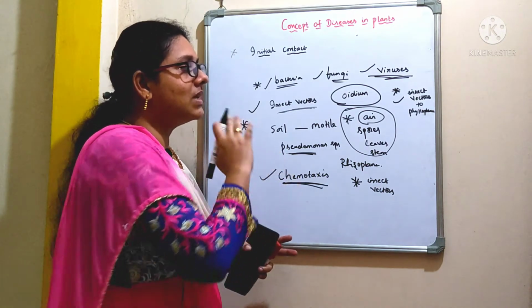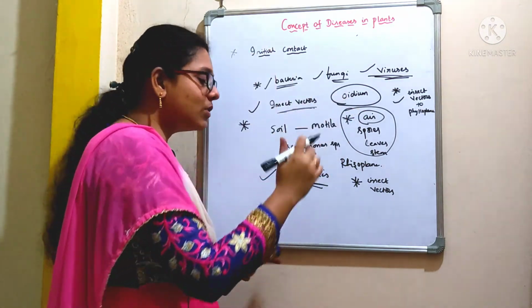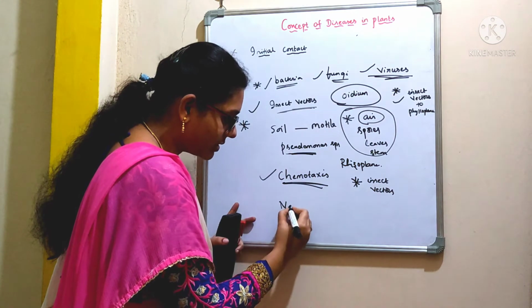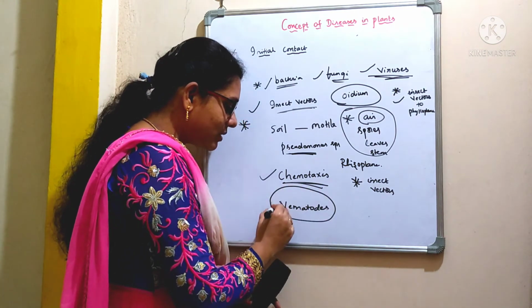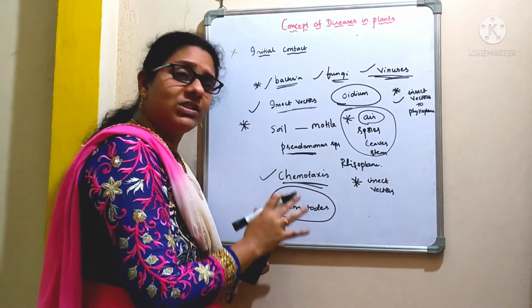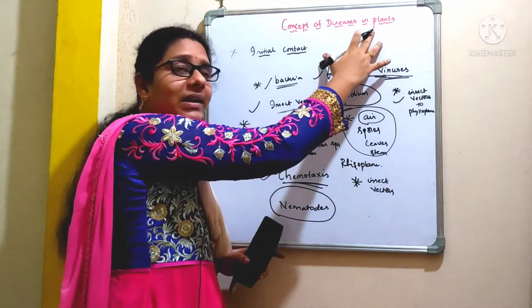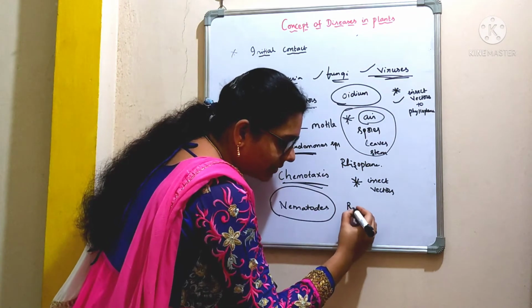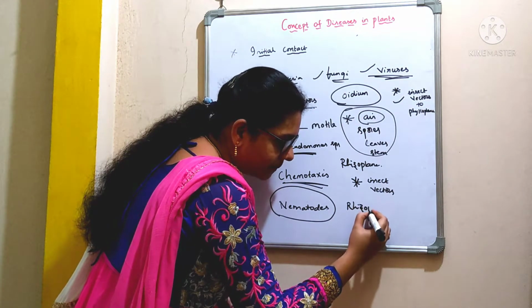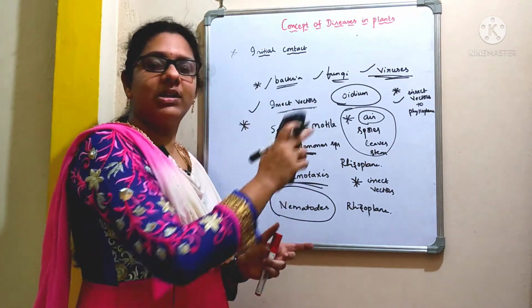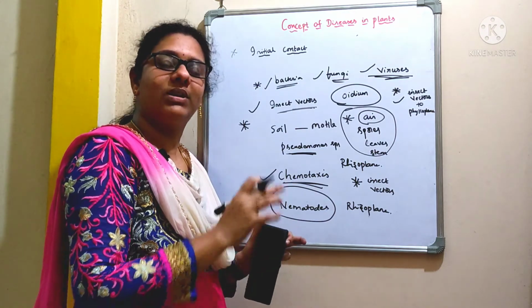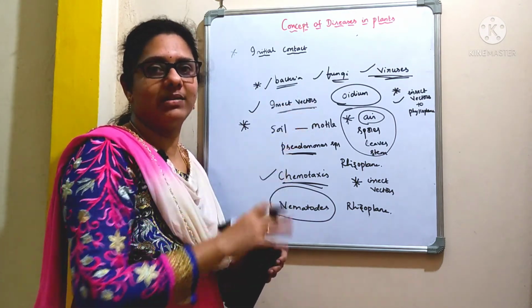Apart from this, these plant pathogens are also transmitted by nematodes. These nematodes are soil-borne animals which are capable of transmitting certain plant pathogens, contacting the plant at the rhizoplane, that is at the root system. Hope you are clear with the initial contact. Now let us discuss the entry of pathogen into the plant system.